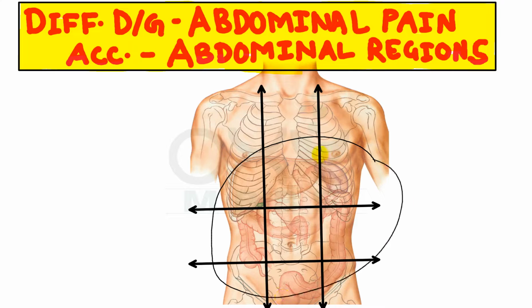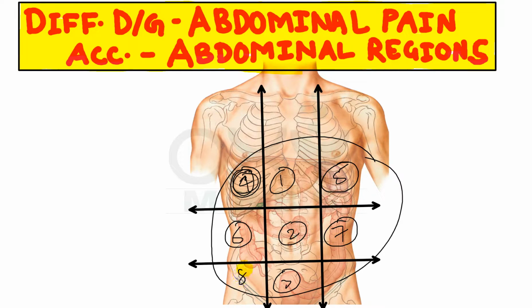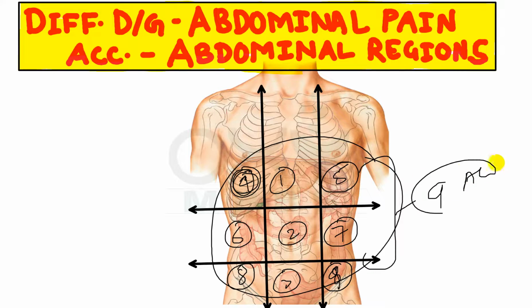So these are the 9 regions. This one is epigastrium, this one is umbilical, this one is hypogastrium, this one is right hypochondrium. Why is it called hypochondrium? Because different organs of our body are present just below the costal cartilages. That is why this one is called right hypochondrium and this one is called left hypochondrium. This one is the right lumbar region, this one is the left lumbar region, this one is the right inguinal region, and this ninth one is the left inguinal region.